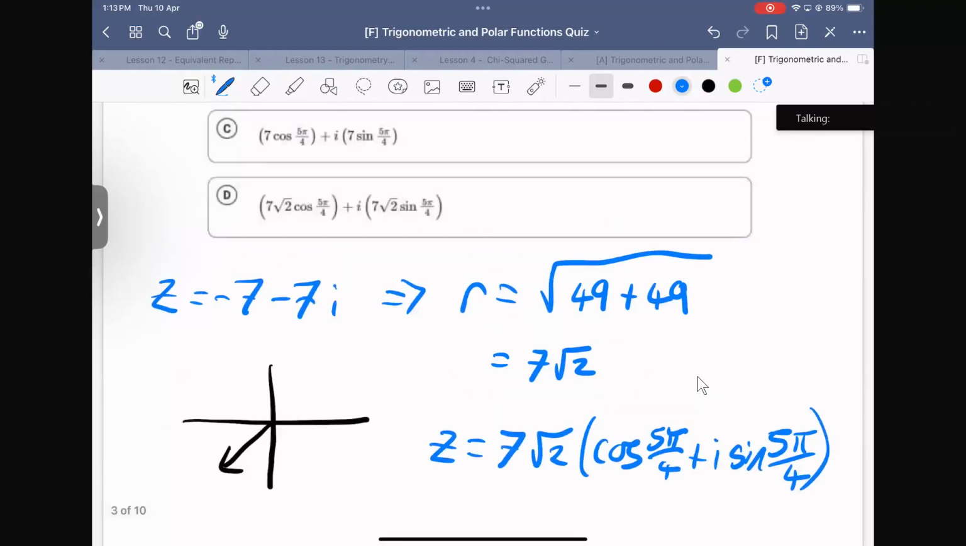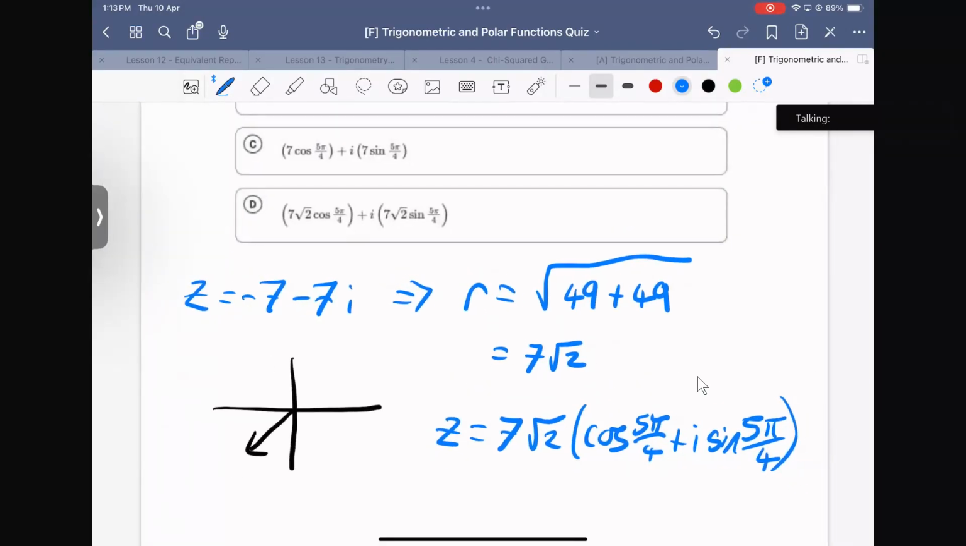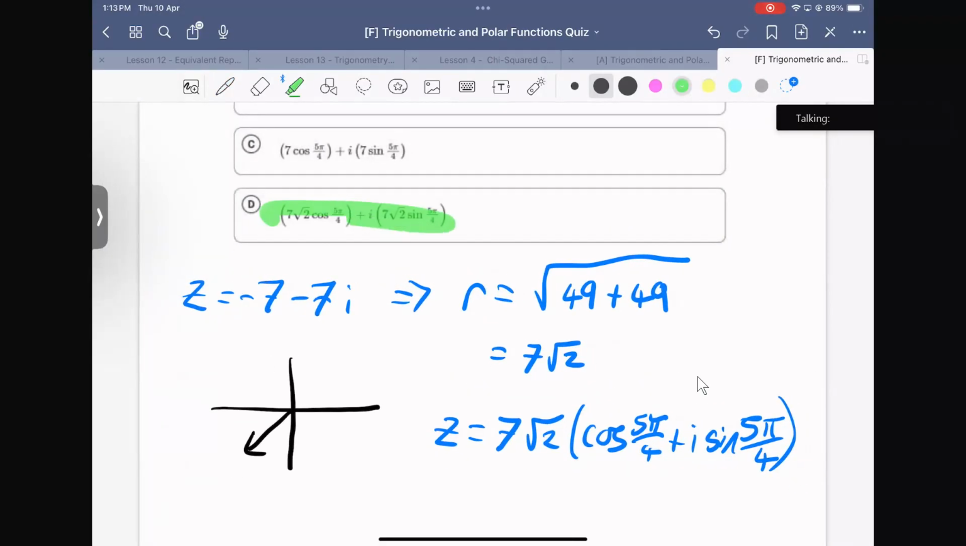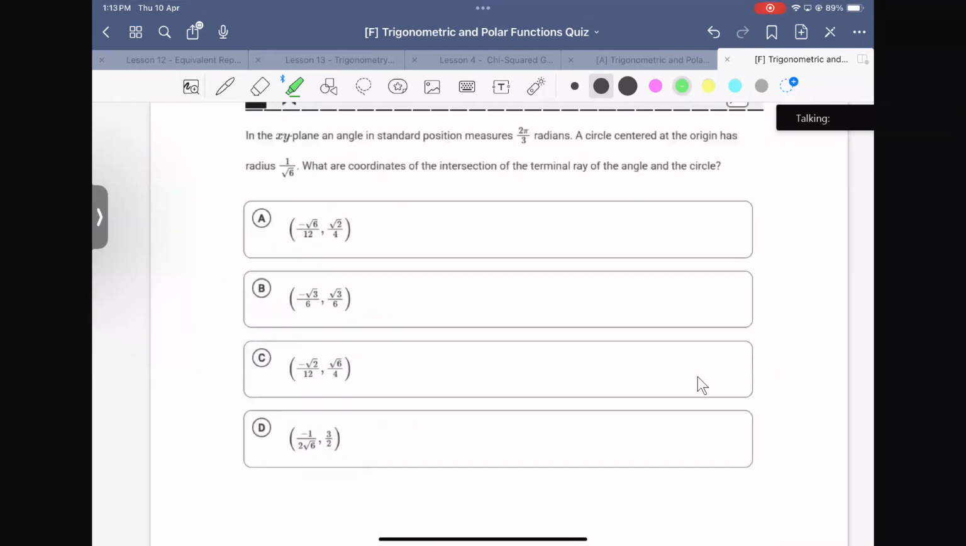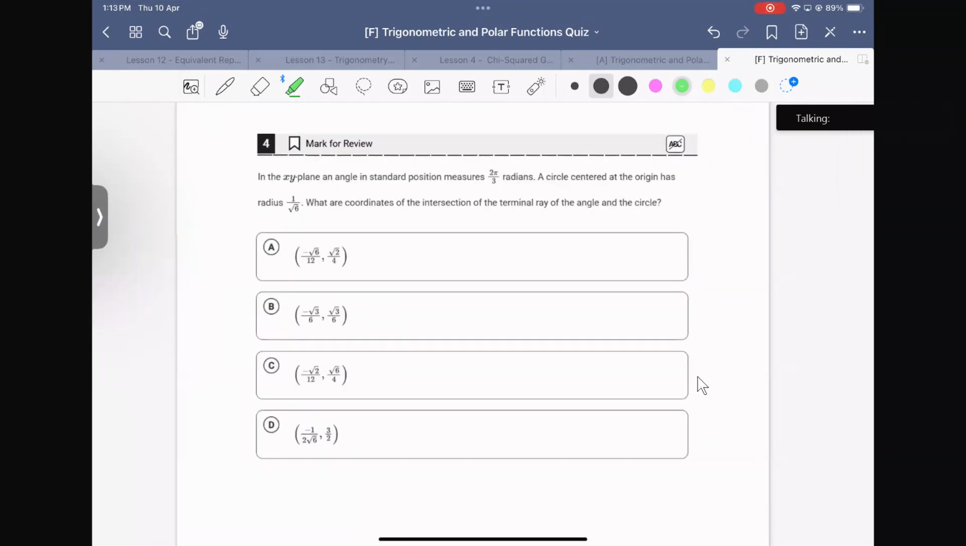Let's see if we have one that matches that. So I think D there matches that, if I expand the bracket. How are we doing for time? Good. Okay, question number 4.